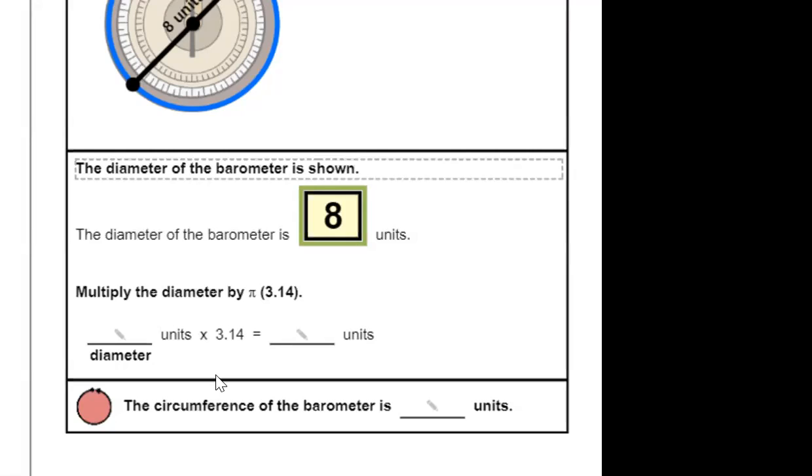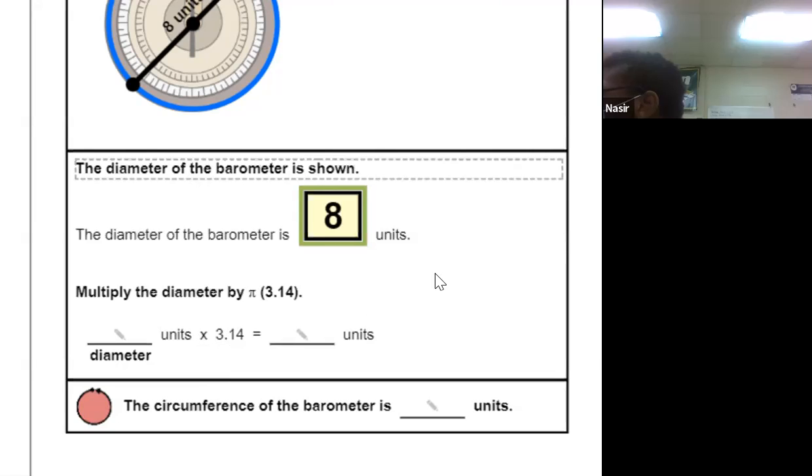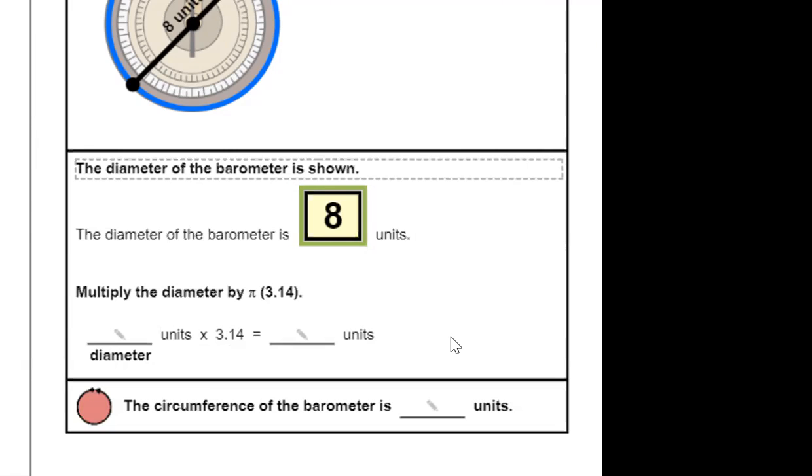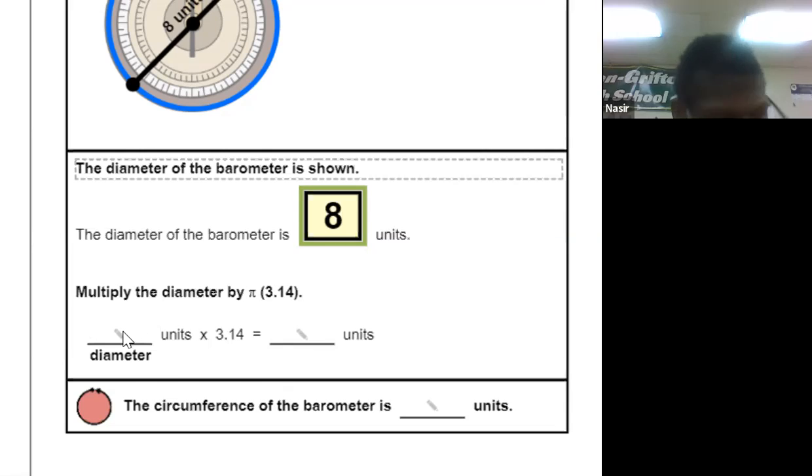So you're going to multiply 8 times 3.14. And when you have an answer, hit your buzzer and I'll call on you. 8 times 25.4, I did not get it. 8 times 3.14 is 25.12.